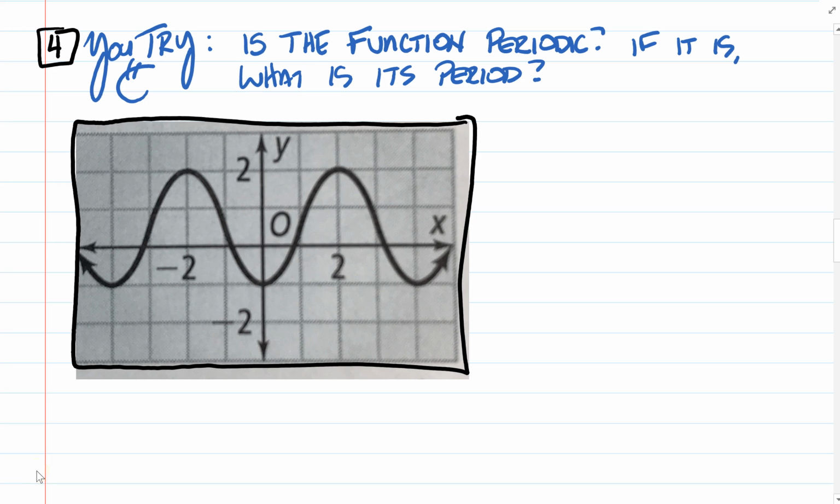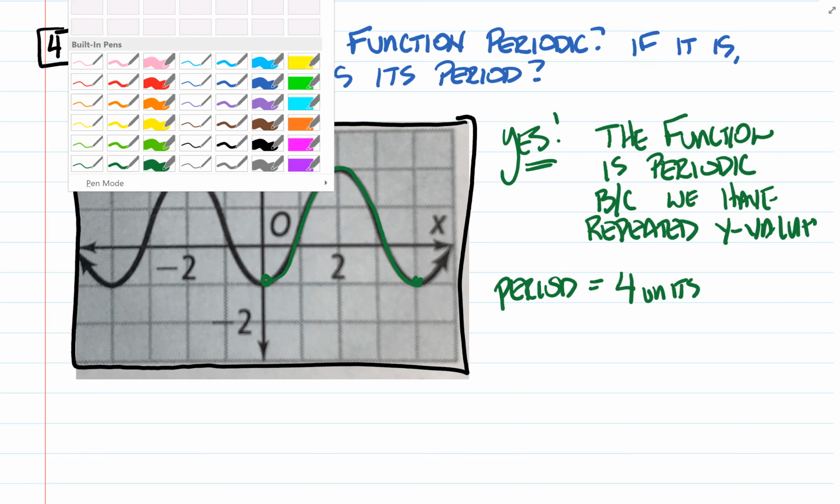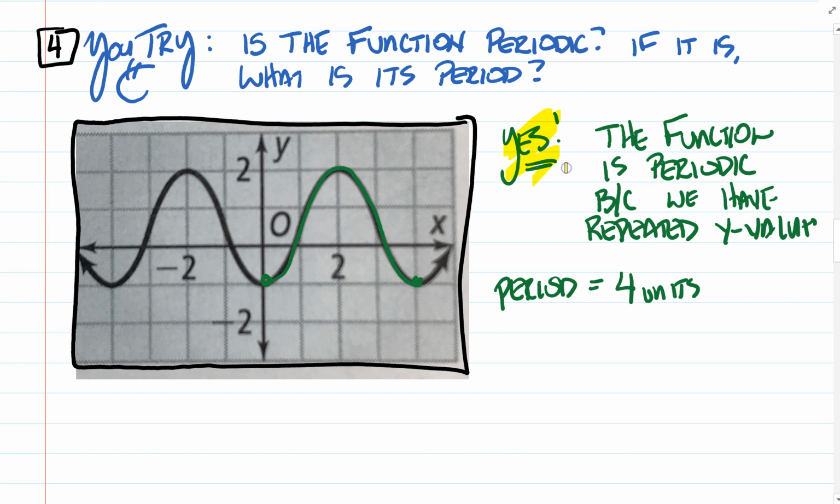Okay, box number 4 is a you try. Is the function periodic? If it is, write its period. Okay, hopefully you got the right answer, and the answer, of course, is yes. It is periodic because we have repeated y values, and therefore I could find the period, and I got 4 units. I started here, and I highlighted it all the way out, and I'm back to where I started again, and that is a distance of 4 units.